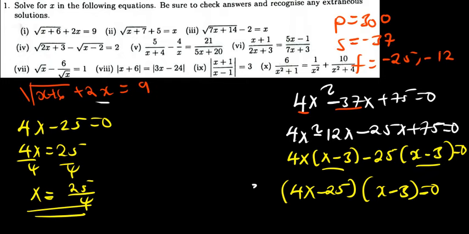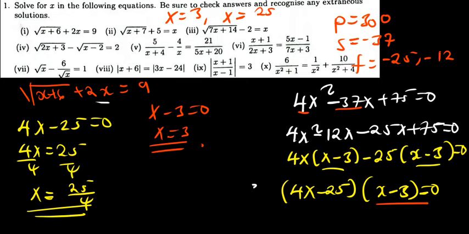I'll go to the next one. It will be x minus 3 is equal to 0. x is equal to 3. Now, these are my solutions. So my solutions are x is equal to 3 and x is equal to 25 over 4.